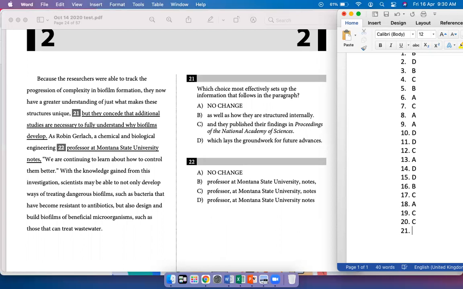So I think this paragraph looks at what needs to be done, right? We haven't really reached the end of this investigation. So while they have a greater understanding of what makes these structures unique, but they concede that additional studies. Okay, I'm looking at A and D. So A says, because the researchers were able to track the progression of complexity, they now have a greater understanding, which lays the groundwork for future advances. That's good. They have a greater understanding, but they concede that additional studies are necessary to understand why biofilms develop. I think I'll go with D, right? Because we are saying that we are continuing to learn about how to control them better. So that kind of suggests that there is groundwork that has been laid, right?